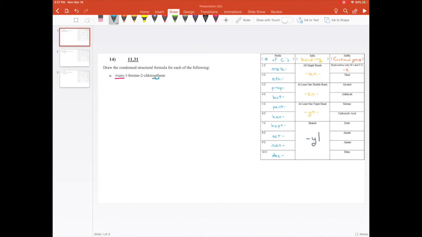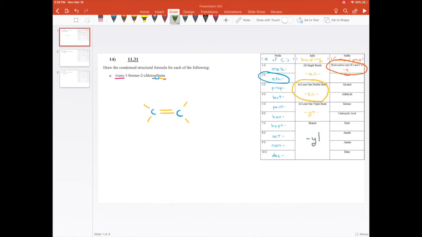The prefix for ethene is eth, and that means that we're dealing with 2 carbons. The infix is -en-, and so that tells us that we have a double bond between them, and the rest are single bonds. And the suffix -e is telling us that it's a hydrocarbon, so aside from the branches, everything is going to be a hydrogen.